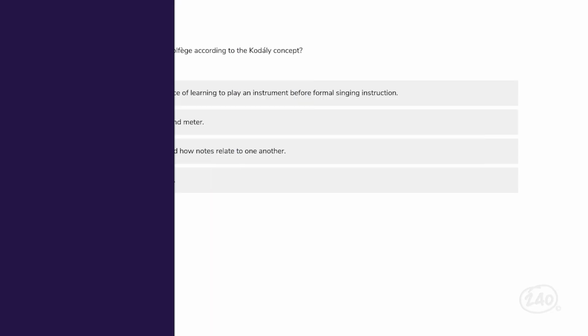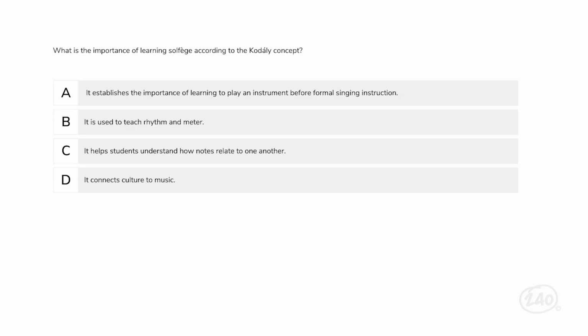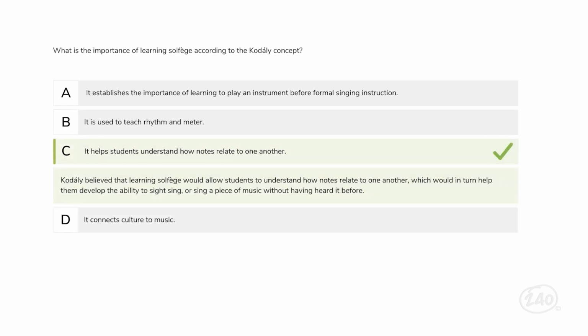Let's look at one from the music competency. Remember, a lot of different concepts will be covered here. What is the importance of learning solfege according to the Kodaly concept? The correct answer is that it helps students understand how notes relate to one another. Feel like you need to know more about that? It's covered in the study guide.